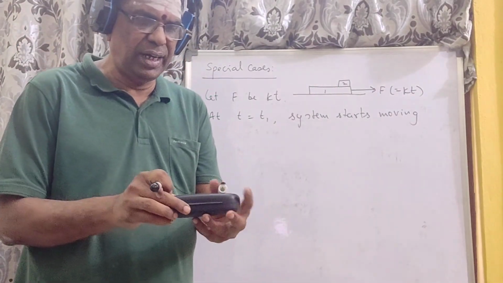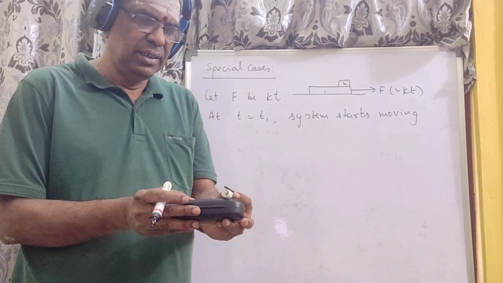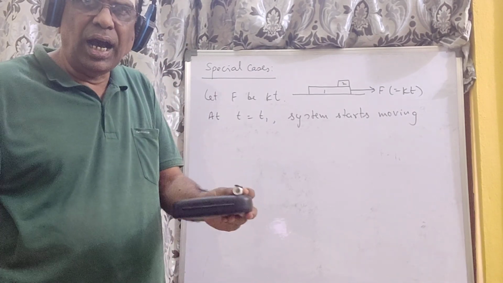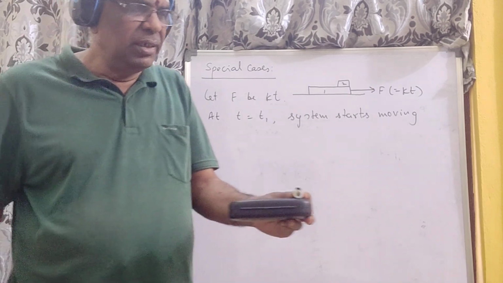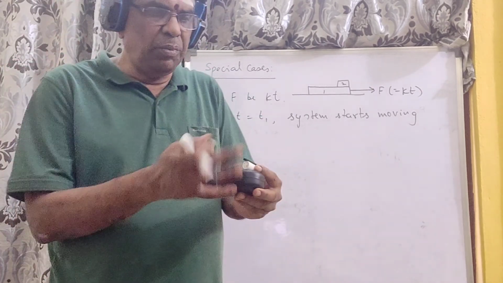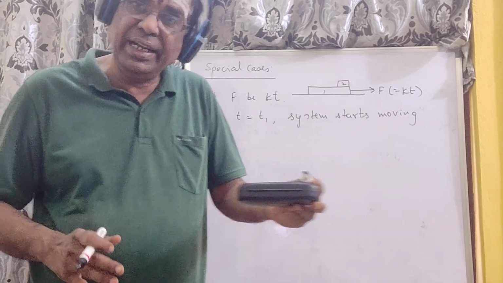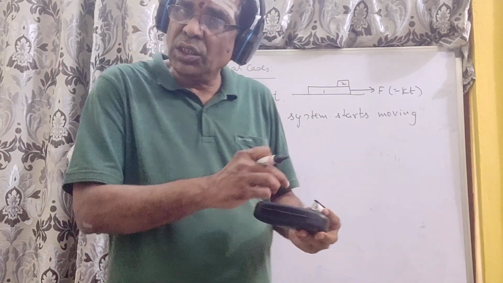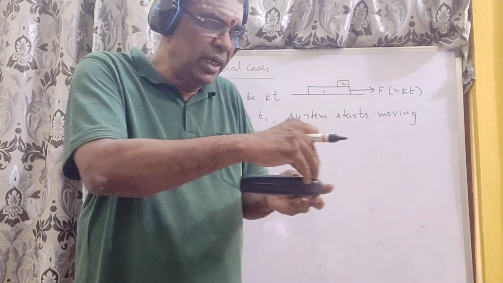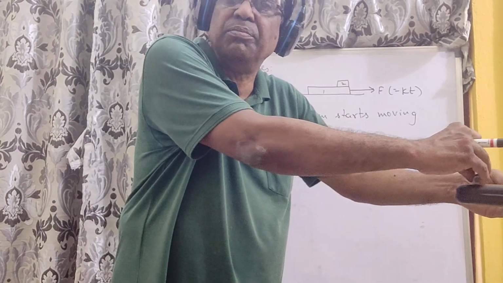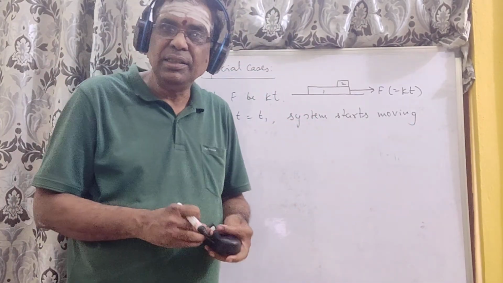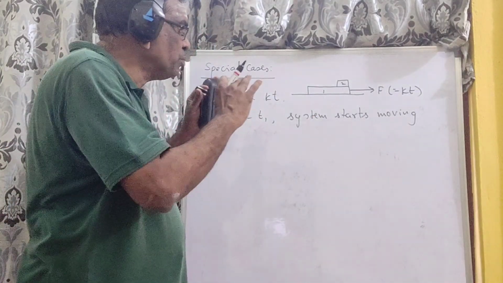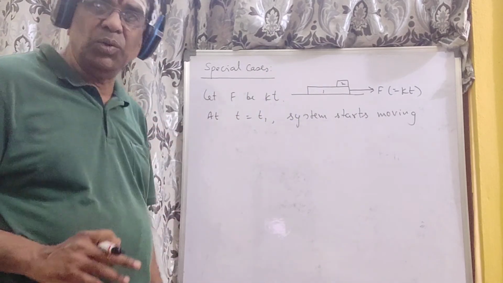Likewise, suppose I have a body like this, and I am applying force; initially, it won't move. Afterwards, this is how it moves. So, the system as a whole. Suppose I apply more force, then what will happen? This body then tends to slip. You get the point? So, first of all, at T is equal to T1, the system starts moving.